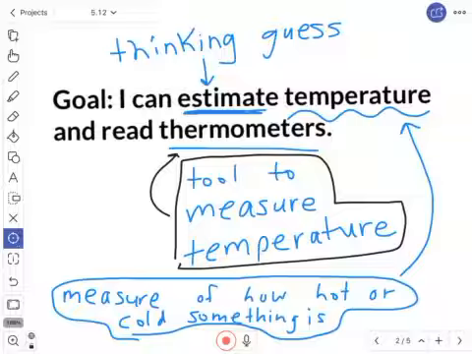And an estimate is kind of like a guess. This is not a new word for us. We've had to do a lot of estimating, like when we've done rounding and estimating for addition and subtraction problems. And you always hear me say an estimate is more of a thinking guess. You're not just throwing out some random guess. If somebody asked me, what's the temperature outside? And I said, I don't know, it's like 100, that's not a thinking guess.